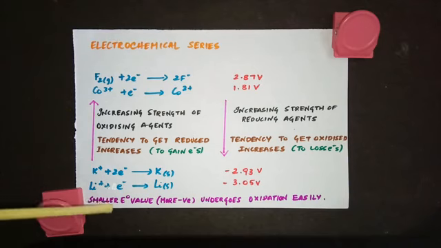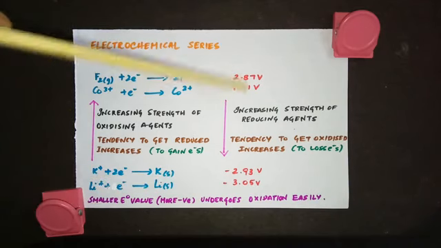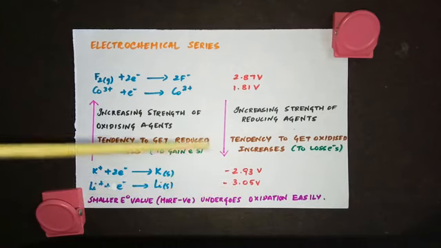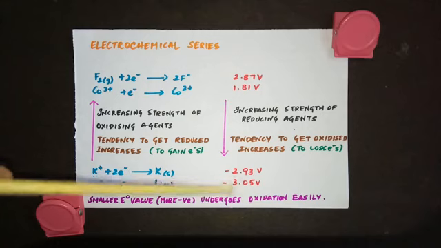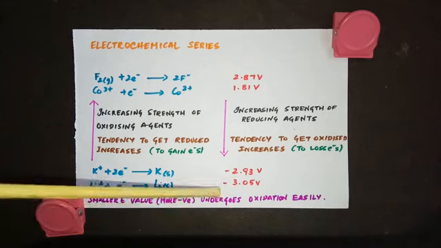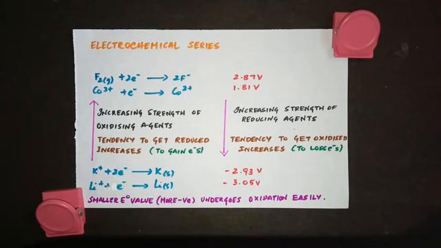So remember, compare minus 2.93 and minus 3.05. Minus 3.05 is smaller, which means more negative. So a smaller E naught value, or more negative value, will undergo oxidation easily. When they give you two values and you are trying to compare, the species with the lesser value will undergo oxidation easily. The one with the greater value will undergo reduction easily.